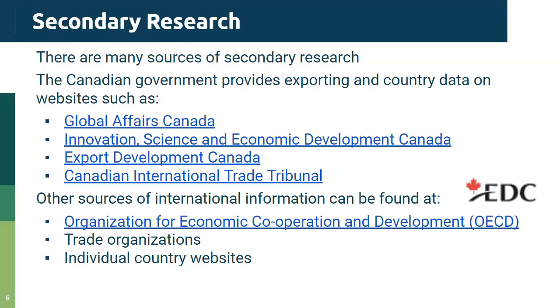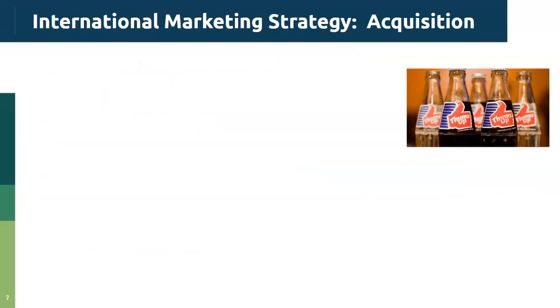And then individual country websites. So if you're focusing on one particular country, go to that country's website and have a look and see what information they have there. And again, there's many, many others as well.